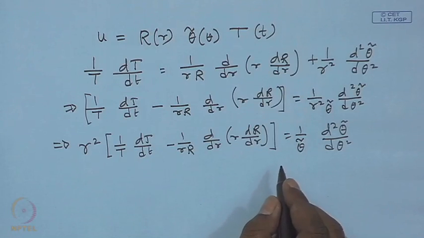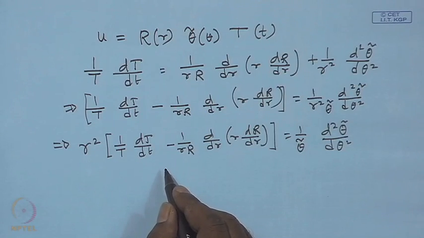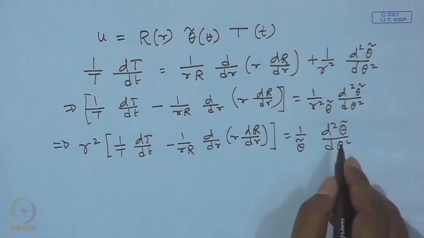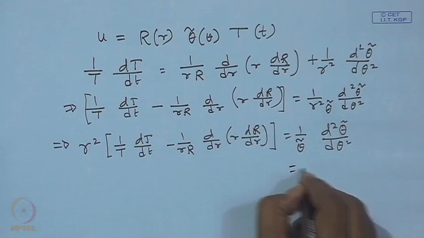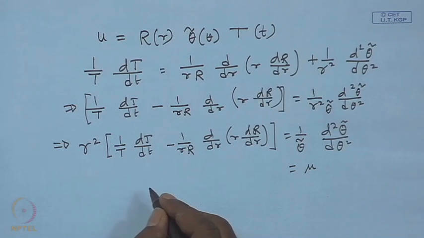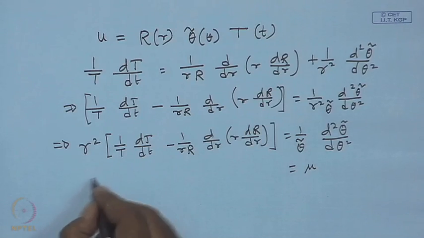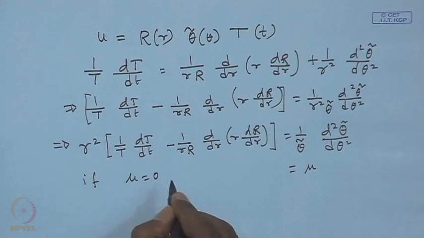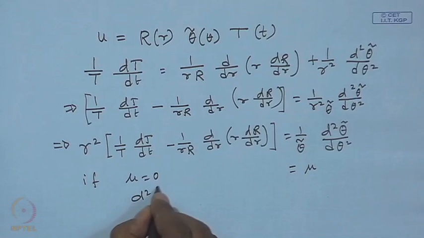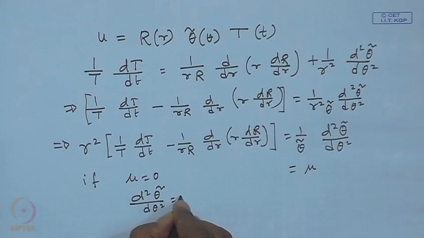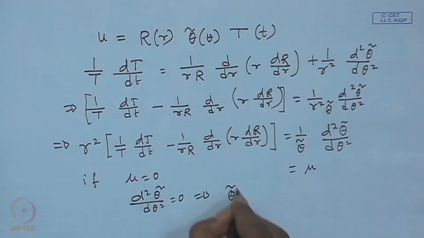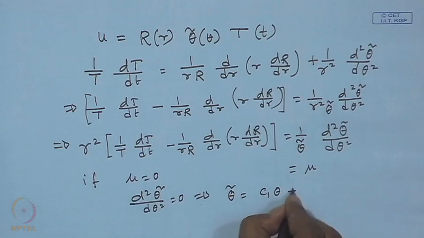Now, the left hand side is completely a function of t and r, the right hand side is entirely a function of theta. So, they will be equal to some constant, let us say mu. So, we select a value of mu so that we will be getting a non-trivial solution. If you select mu equal to 0, let us see what you get. You will be getting d square theta hat d theta square is equal to 0. So, therefore, the solution is theta hat is nothing but c 1 theta plus c 2.